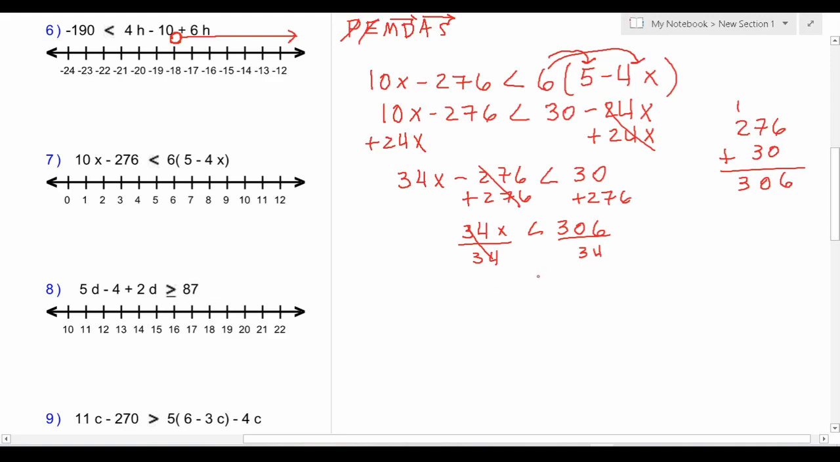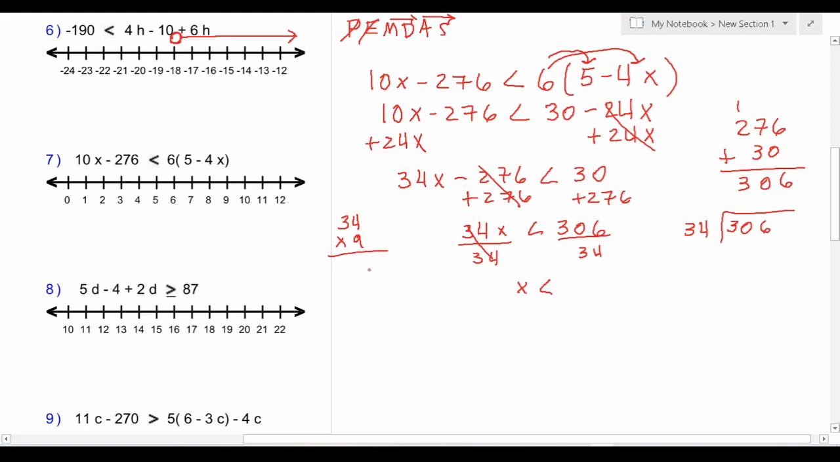Again, the goal is to get x by itself, so we're going to divide both sides by 34. This, of course, crosses out, leaving us with x is less than 306 divided by 34. Again, you can treat all fractions as long division by writing them like this. 306 divided by 34. Now we have to figure out what times 34 will get us 306. So let's go ahead and think about what that's going to be. I'm going to say if we did 34 times 10, that would give us 340. If we did 34 times 9, let's see what that would give us.